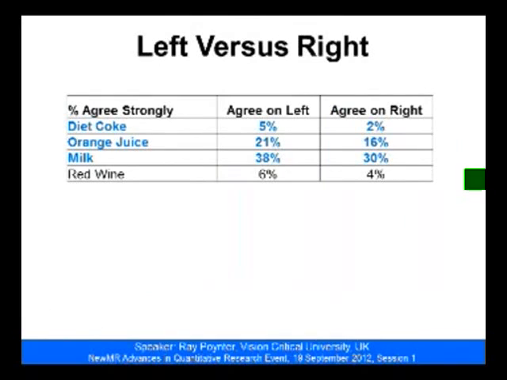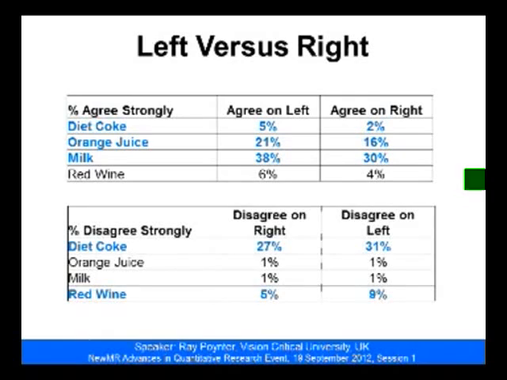Now, rather than going through all the charts, we're just going to summarize them. So we had 4 products that we were testing. Putting agree on the left produced 5% instead of 2% agreeing with Diet Coke healthy, 21% versus 16% for orange juice, and for milk, 38% versus 30%. So we clearly got more agreement, more agree strongly in particular, when we put the agree on the left.